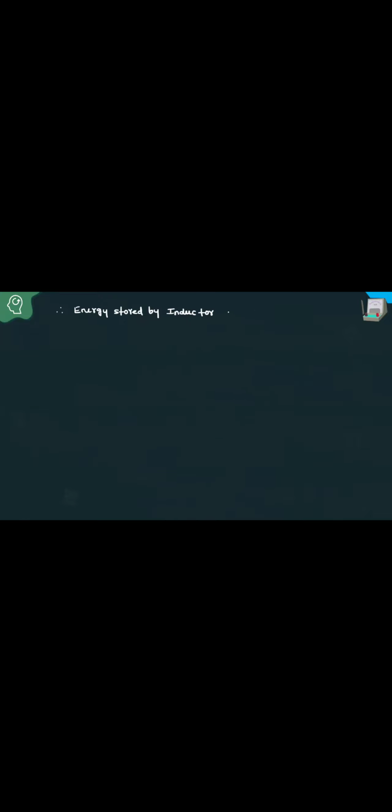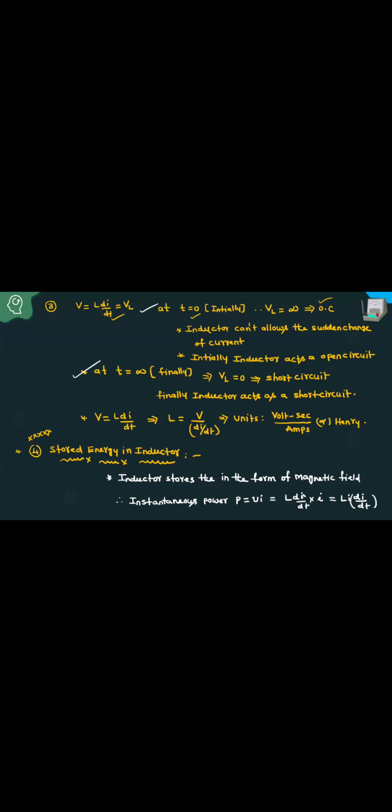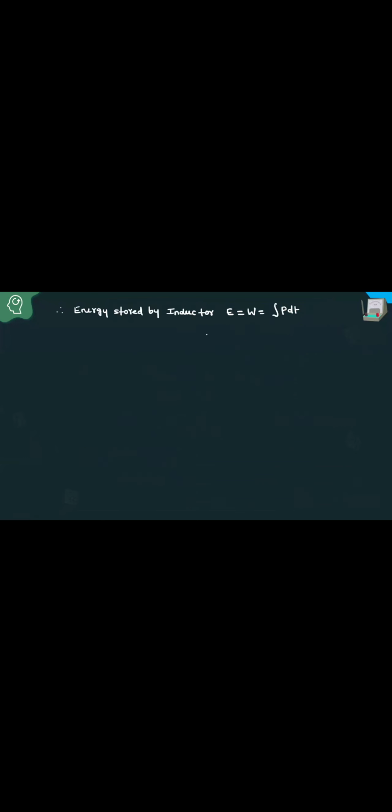The energy stored by inductor, E equal to integral P dt. Any notation you can use. Here you can use either capital letters or small letters, no problem. I am following the capital letters. Then L into di by dt into I, that is Li into di by dt. Then I am calculating energy stored by inductor. W equal to integral Li into di by dt into dt. This dt cancels. Then the energy stored by inductor equals L is constant, I into di.